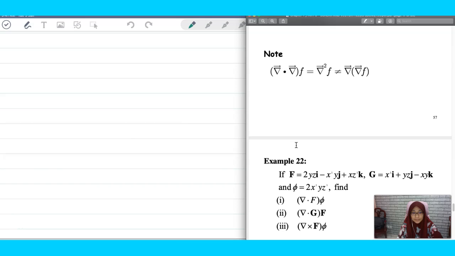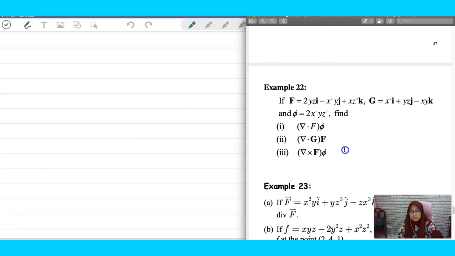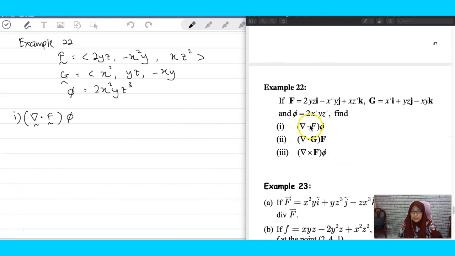Okay, so example 22. Firstly, we have to find the divergence of the vector field F, and then after that, we will get a scalar function. Then that we have to multiply by the scalar function here.